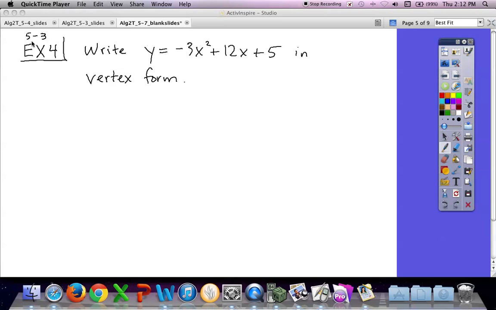We can go back to the section 5.3 example 4, and we can write this in the vertex form, not by calculating h and k, but by completing the square. What would I have to do as the first step? Okay, but what about the fact that it's got a -3 in front?